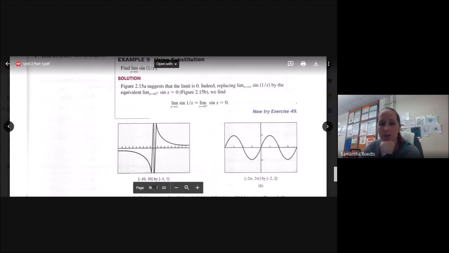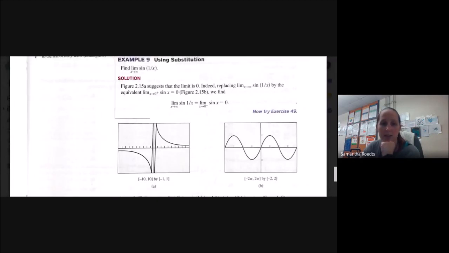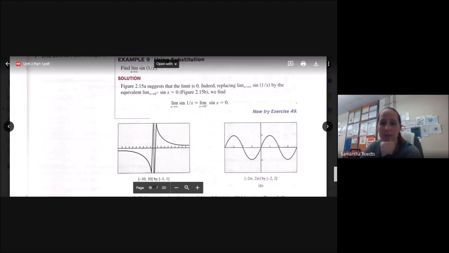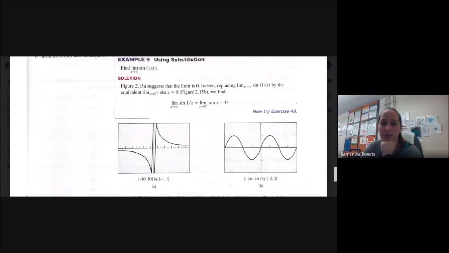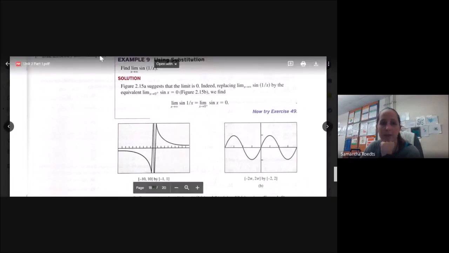So the solution is 0. Because as this approaches 0 from the right, I get 0 because it's going to 0. Okay. And that is the end of Unit 2, Lesson 2.